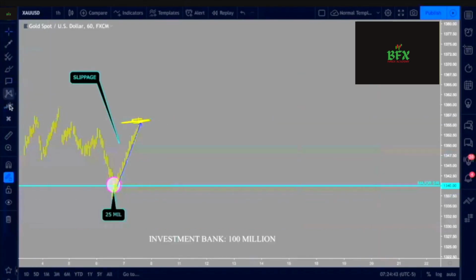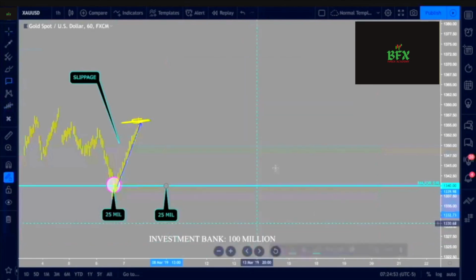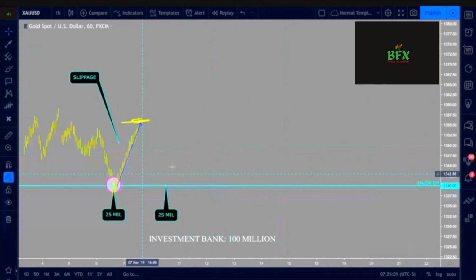So here we go again, price is up here. And keep in mind, our investment bank has another order down here for $25 million. Again, they can't just fill the other $75 million because that would be too much slippage. They'd lose too much money. Price would rise all the way up here, and they would have to fulfill another $40 million up here at a much higher price point, and they'd lose a ton of money.